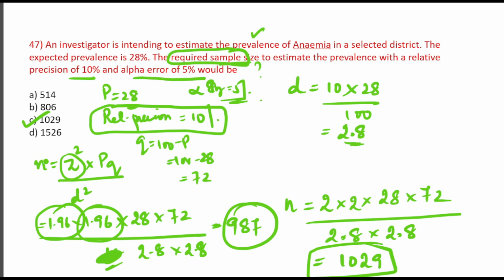So from this question, what we have learned is that when the options are not matching, we got an answer of 987. When the options are not matching, what you can do is change this 1.96 into approximately 2, and then you recalculate, you will get some value, and probably that should match with the options given in the answer.